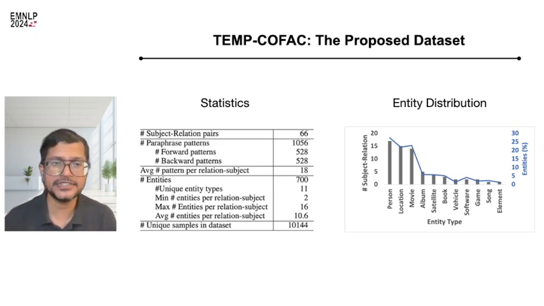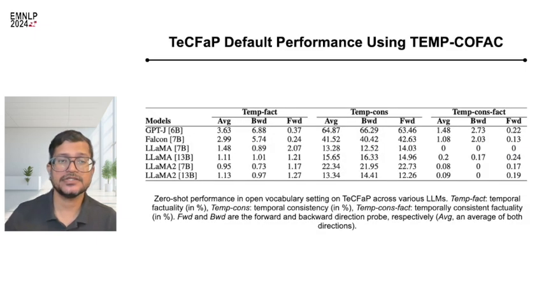Next, we construct TEMP-COFAC, a very comprehensive dataset to evaluate temporally consistent factuality in large language models. It contains 66 diverse subject-relation pairs, which span around 700 entities, and these 700 entities can be broadly categorized into 11 different types. The distribution, if we see, is a kind of natural distribution where entity types such as person and location are dominant in the dataset.